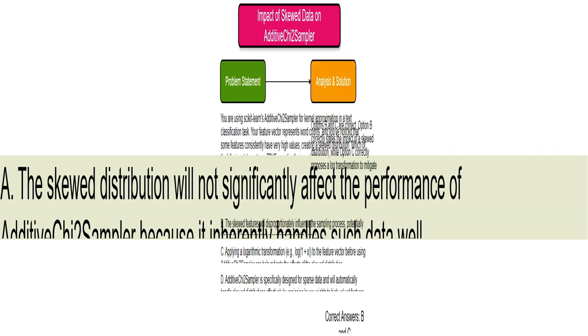This statement is incorrect. I'm finding that AdditiveChi2Sampler, while designed for positive data like word counts, doesn't automatically correct for skewed data. The high values will still heavily influence the results. This statement is correct. I found that high-value features get sampled much more often, leading to a biased approximation of the kernel. The model will be less accurate due to this skewed sampling.